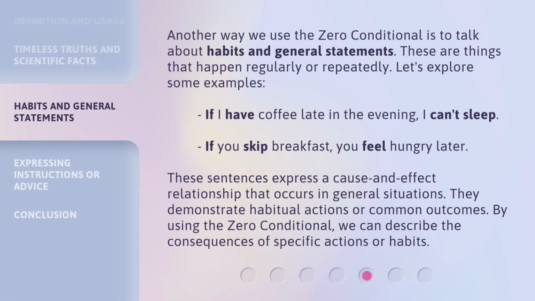Another way we use the zero conditional is to talk about habits and general statements. These are things that happen regularly or repeatedly. Let's explore some examples. If I have coffee late in the evening, I can't sleep. If you skip breakfast, you feel hungry later. These sentences express a cause and effect relationship that occurs in general situations. They demonstrate habitual actions or common outcomes. By using the zero conditional, we can describe the consequences of specific actions or habits.